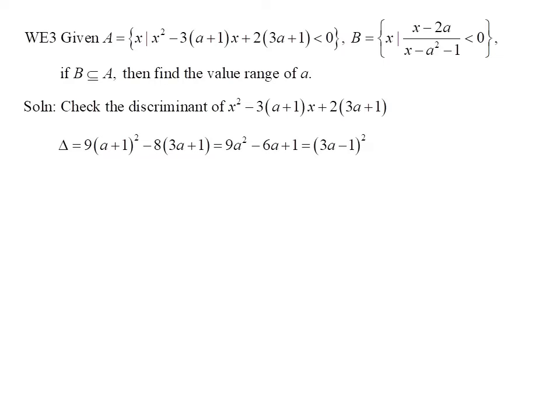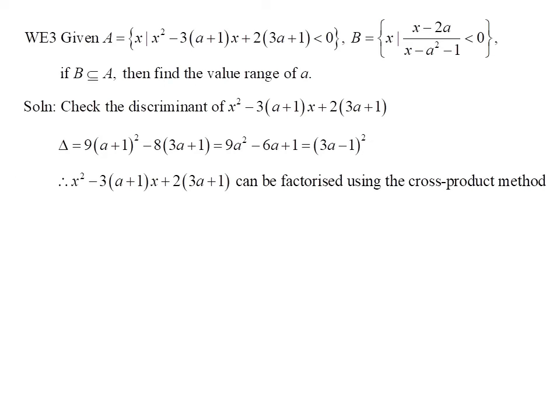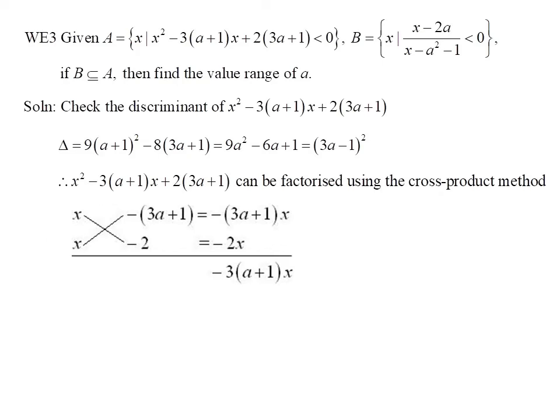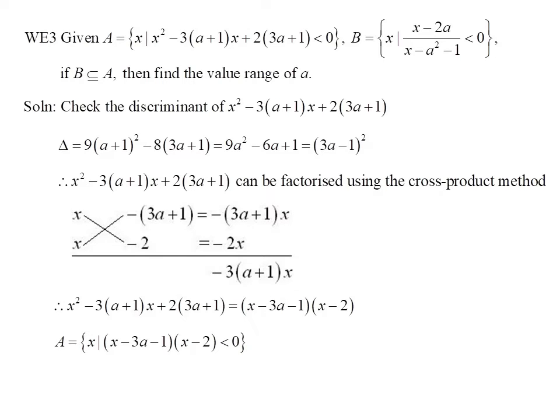Now let's take a close look at the inequality in set A. Since its discriminant is a perfect square, then we may factorize the inequality using the cross product method. After factorizing the quadratic expression in set A, we have the factorized form of the inequality (x minus (3a plus 1)) times (x minus 2). At this stage, the value range of a is yet to be discussed with the inequality in set B.